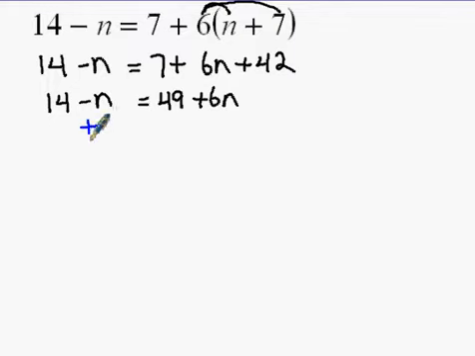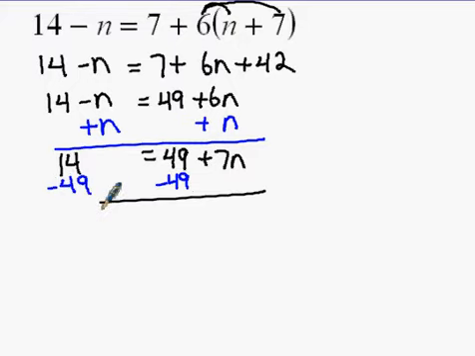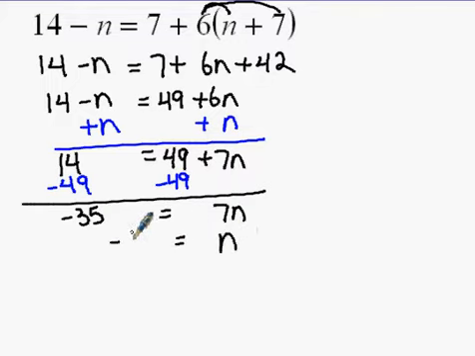I'm going to add n to each side to get rid of the minus n. That will, of course, leave me a 14 here. I'll have a 49, and then 6n plus 1n is 7n. I'm down to a two-step equation. Subtract 49 from each side. That gets me just 7n there and negative 35 there. And, of course, solving for n now by taking negative 35 divided by 7, n equals negative 5.